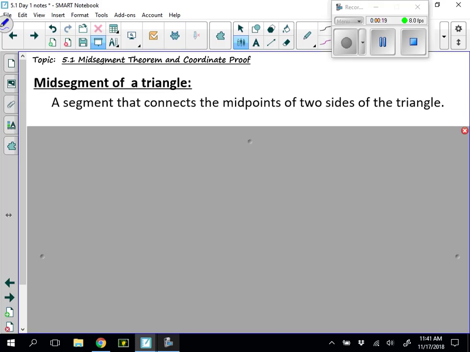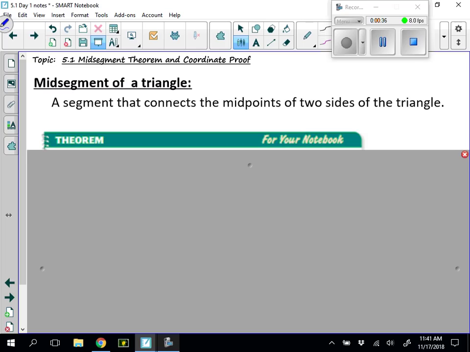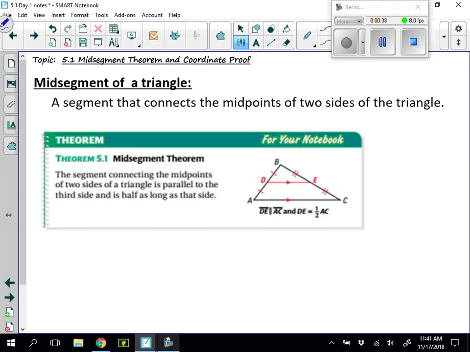A midsegment is a segment that connects the midpoints of two sides of a triangle. The name has the prefix "mid" in it, which sounds like midpoint, and "segment", it is a segment. If we look at the theorem involving midsegments, it says that the segment connecting the midpoints of the two sides of the triangle is parallel to the third side and half as long as that side.